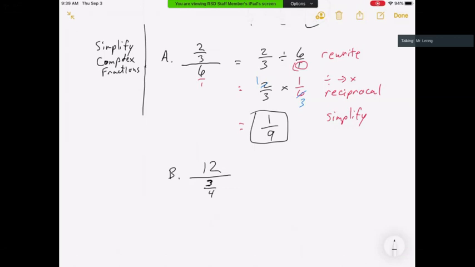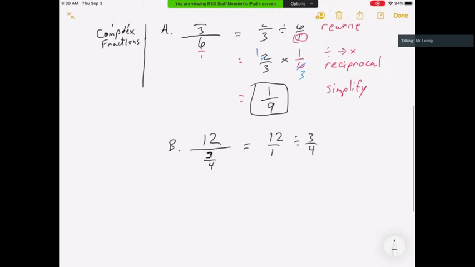All right, so some of you guys are already getting it, but I'll do it. So again, step 1, rewrite 12. I'm going to put that as 12 over 1 divided by 3/4. Rewrite. Next, change division to multiplication. So 12 over 1, division becomes multiplication. And then do reciprocal, right? Reciprocal of 3/4 is 4/3.